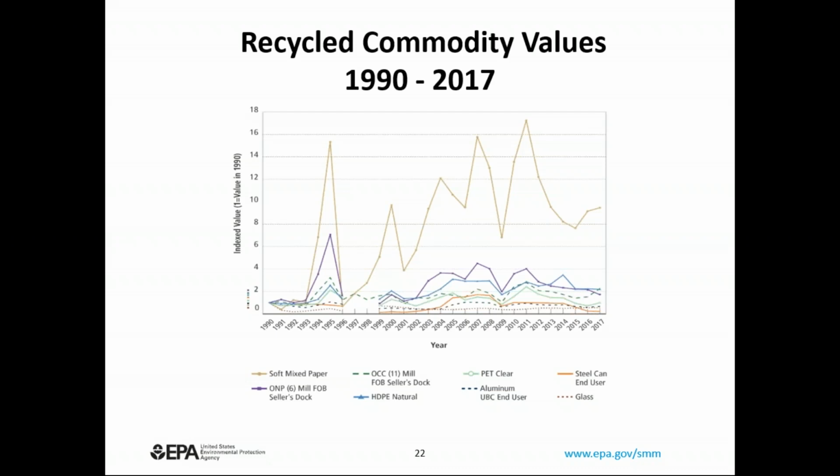So what do these figures basically show? They show that there are similar trends across commodities. So for example, you can see the values of paper and plastic spiked in 1995.